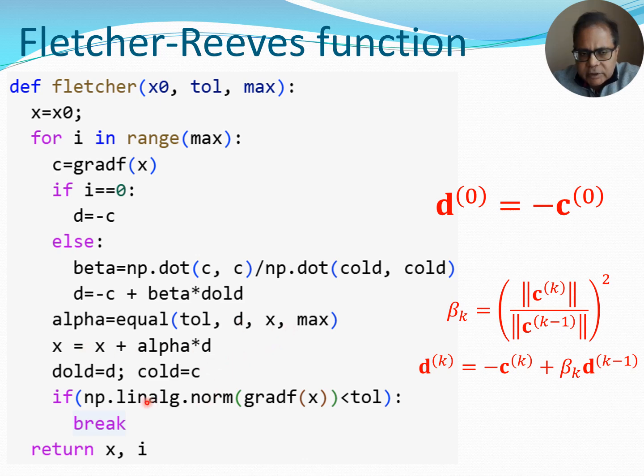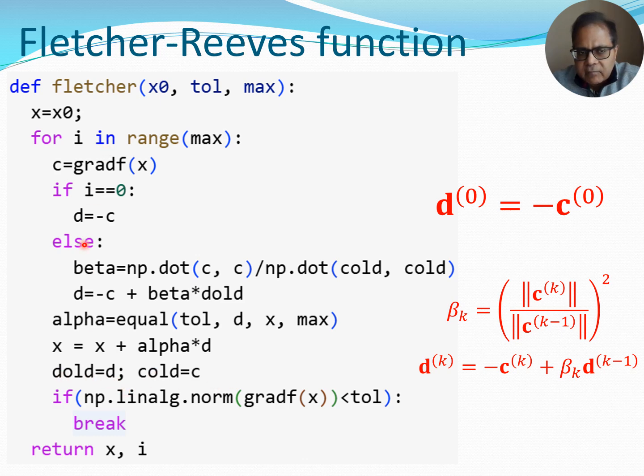Now what I do is that I store this value of d in d old, and I store the value of c in c old. Now this d old becomes d_(k-1), c old becomes c_(k-1). So that's what I'm using here. Remember, the first time this goes through, you simply have d is minus c. So you're not going to get into the else statement. You're going to come straight here and use that d here, and then you are going to immediately store that d in d old and c in c old.